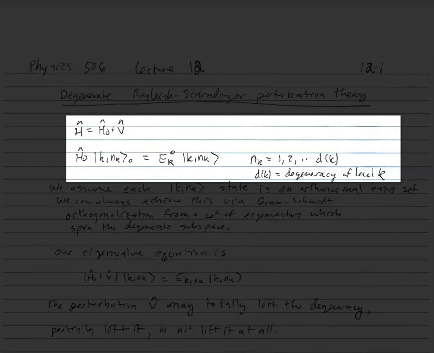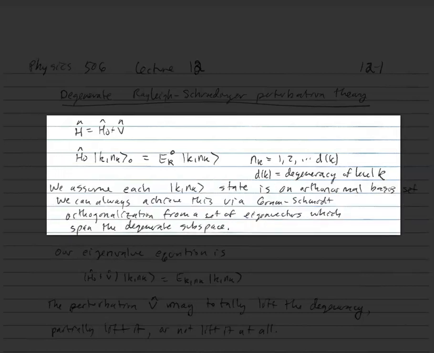The eigenvalue eigenvector relation is still the same form. H0 acting on the ket k comma n_k sub 0 is equal to E_k^0 times k comma n_k sub 0. That should be a sub 0 at the end of that. Now we assume every one of these states are orthogonal to each other as we index through n sub k. And what you really should keep in mind is we have a d-dimensional vector space here. And there's some basis for that d-dimensional vector space. We're going to use this initial set of k comma n_k sub zeros as that basis for the vector space.